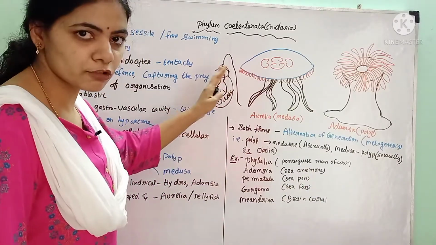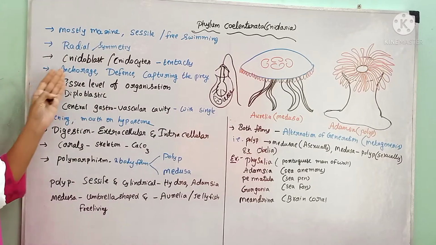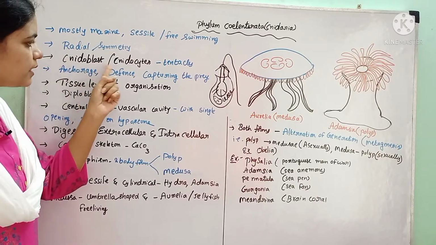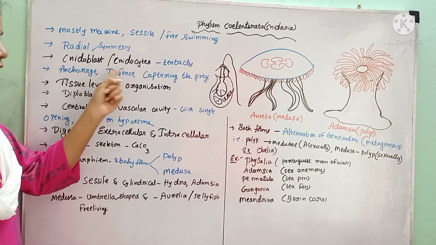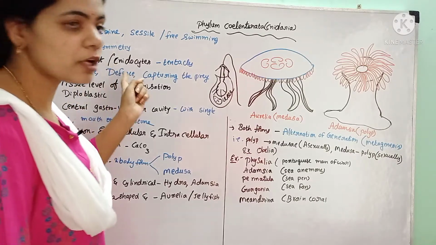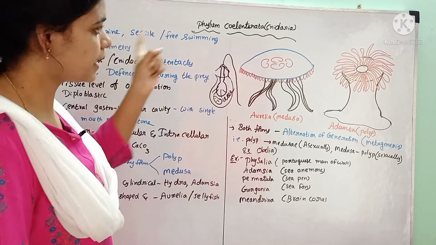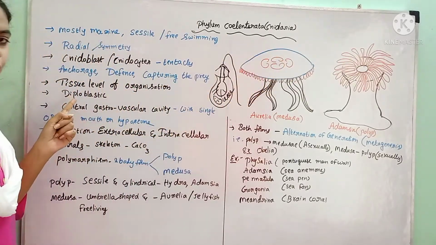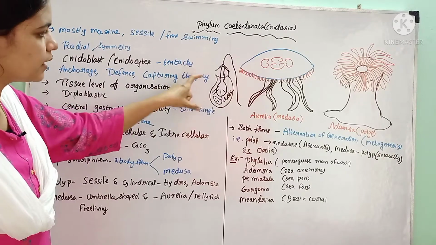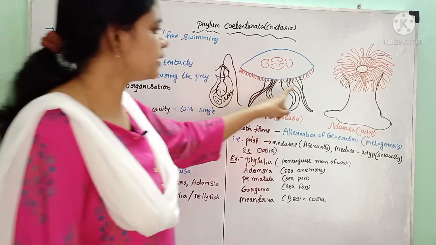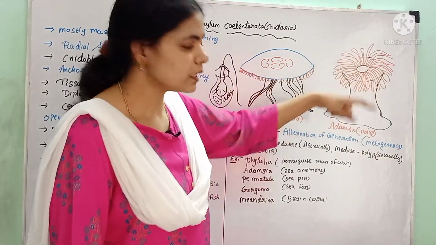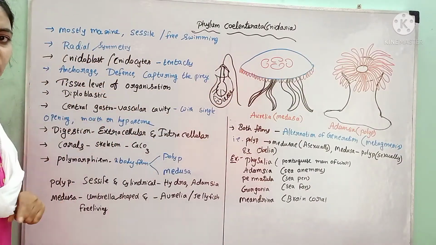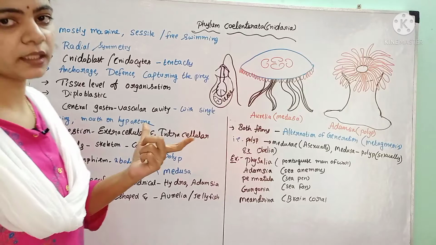That radial symmetry is shown by these coelenterates, and they consist of cnidoblasts or cnidocytes. Because of the presence of these cnidoblasts and cnidocytes, they got the name cnidaria. What is the function of these cnidoblasts? These are present in the tentacles. Here the tentacles are present, right? In the tentacles, these cnidoblasts are present. The function of this is they are stinging in nature.